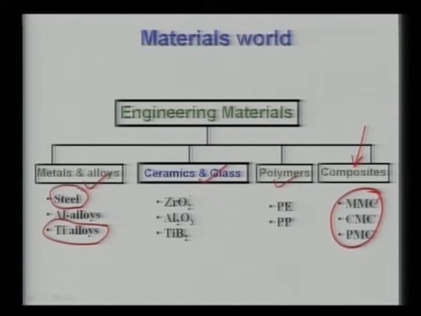Now among the ceramics and glasses, zirconia and alumina are two competing materials which are potentially used in femoral ball head applications. Polyethylene is also used as the acetabular cup in the total hip replacement. So these are examples of biomaterials from different primary material classes that are currently being used.